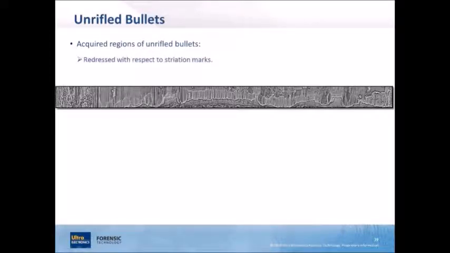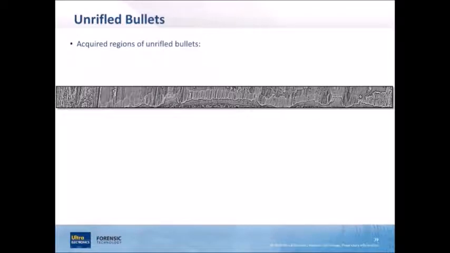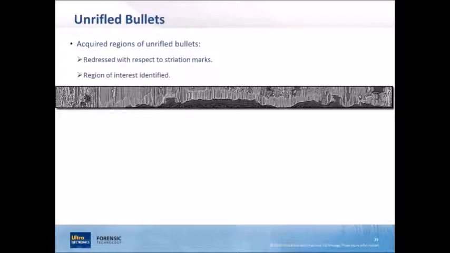All right, so on to unrifled bullets. We've already seen under the BULLETTRAX section how unrifled bullets are acquired as single regions, such as this one right here. What actually happens during correlation is that the regions are redressed or corrected with respect to the striated marks. After that, the region of interest is identified and all of the noise is removed. So I'll just step through that again. So here is the region. It is redressed, and then the noise is removed, leaving only the striated marks.